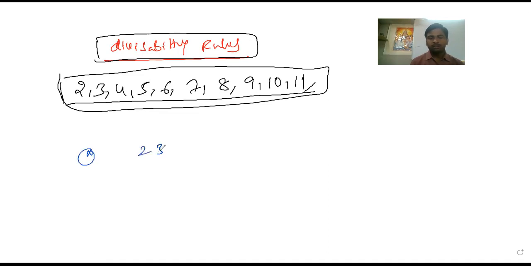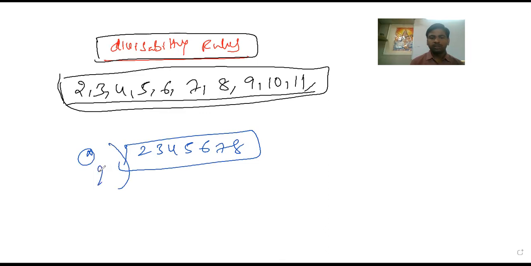Let us take 2, 3, 4, 5, 6. Like this is a big number. Is it divisible by 2? Some people will do it by long division. How much time will it take? It will take a lot of time.